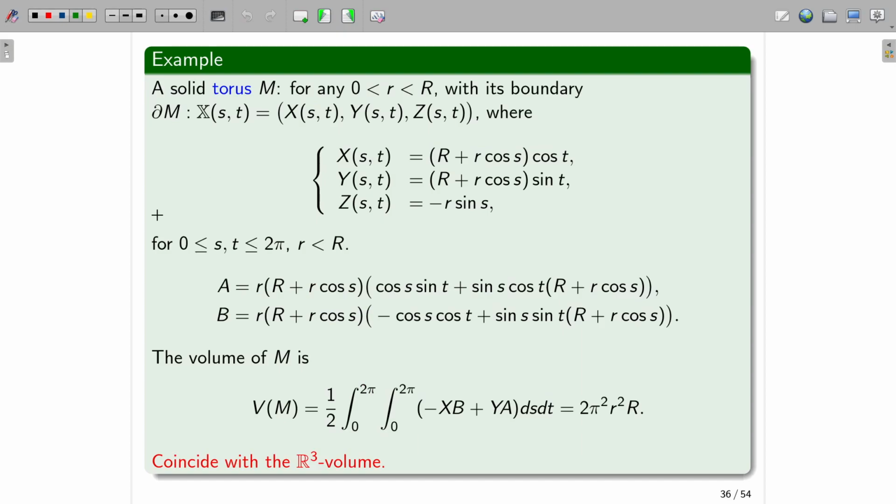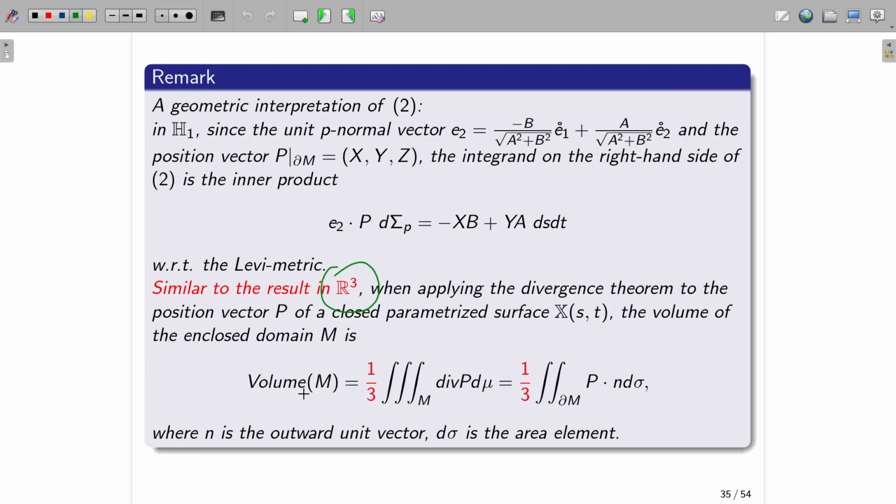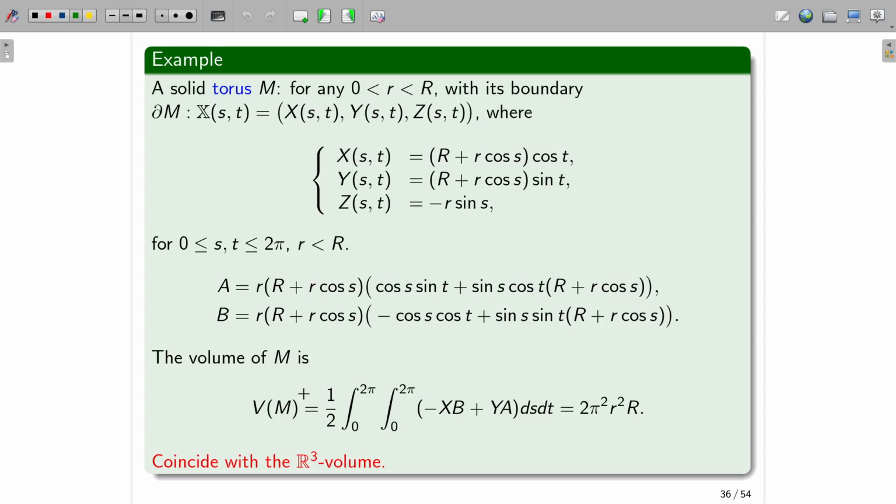And we also show several examples, by the formula we just derived here. We use the formula here to derive the volume and calculate some concrete example. Because we already know the volume in H1 is nothing but the volume of R3, they should be the same. So it's just like an examination.